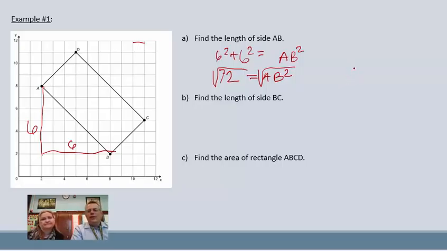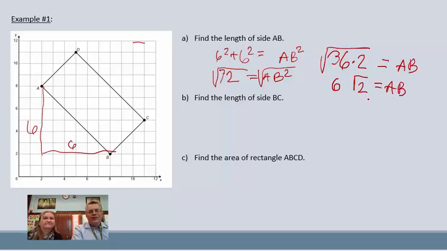Now, we want an exact answer. We could get an approximation from the decimal, but if I think what perfect square goes into 72, 36 goes into it. 36 plus 36 is 72. So we're going to break this up into the square root of 36 times 2, which would be 6 times the square root of 2. So there's our nice simplified radical, and that's exact.